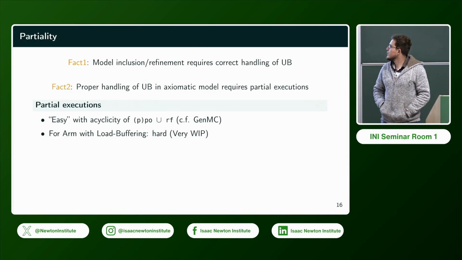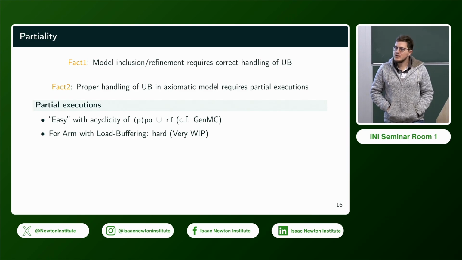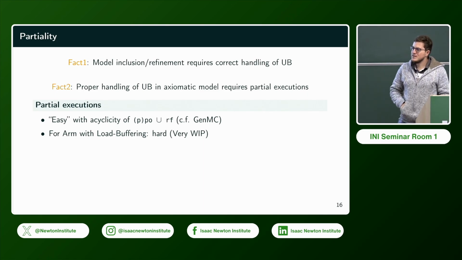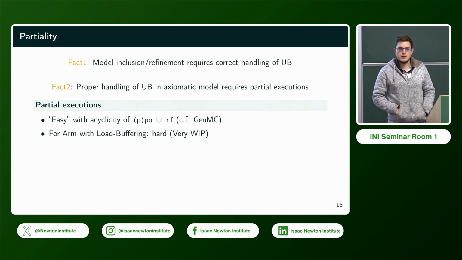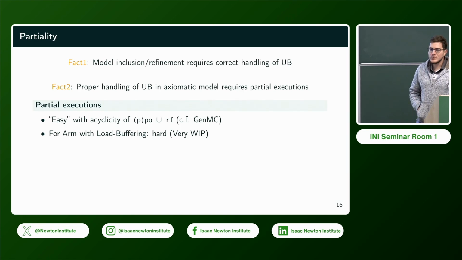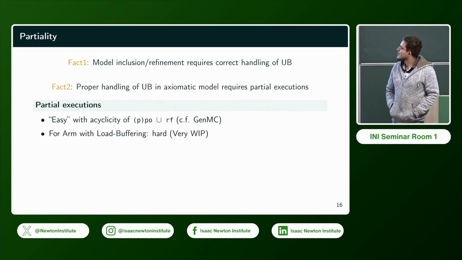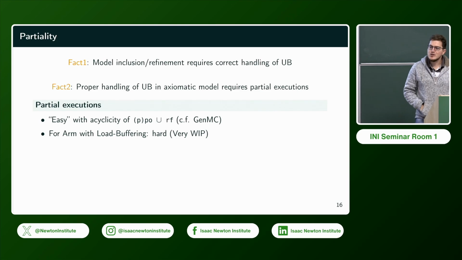And we don't really know how to do that. So if you have PO union RF, or PPO, preserved program order, union RF, it's relatively easy, not in the sense that it's easy, but in the sense that it's already solved, and that's what tools like GenMC use. But for ARM with load buffering, it's actually hard because PPO union RF is definitely not acyclic, even if you restrict to preserved program order.